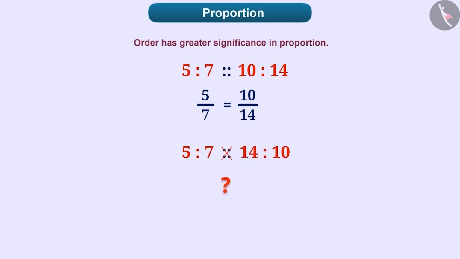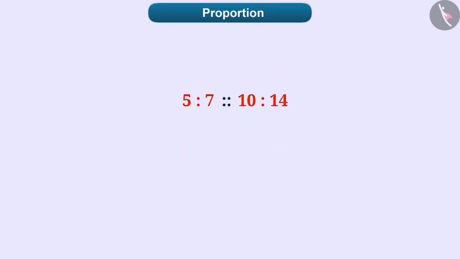Can you tell the reason for this? Think for a while. Let me tell you. This is because 5/7 is not equal to 14/10. Therefore, the quantities should be expressed in the proper order of proportion. Each quantity expressed in proportion is called term. So the given proportion 5:7 is proportionate to 10:14. 5, 7, 10 and 14 are terms.